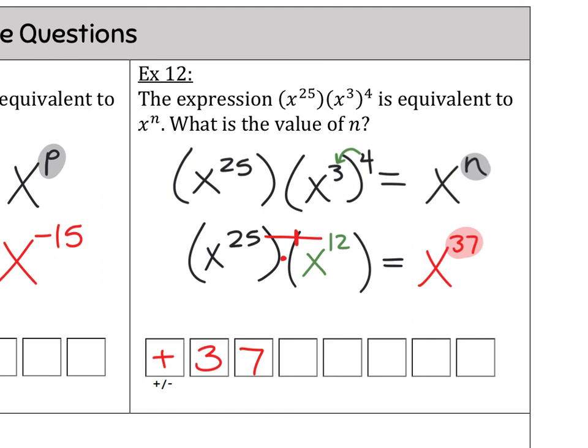Yes? Okay, that's going to conclude our notes. I'm not going to do number 13 out loud. You have plenty to work on.